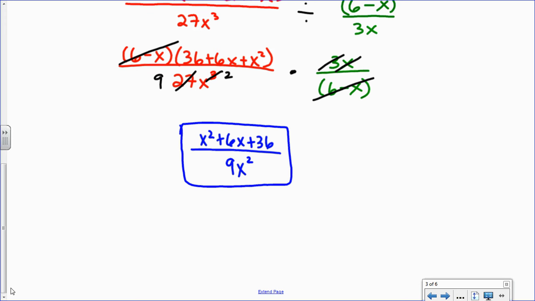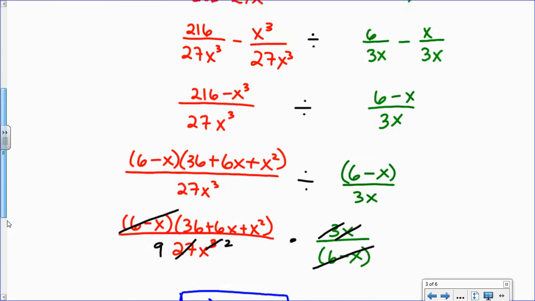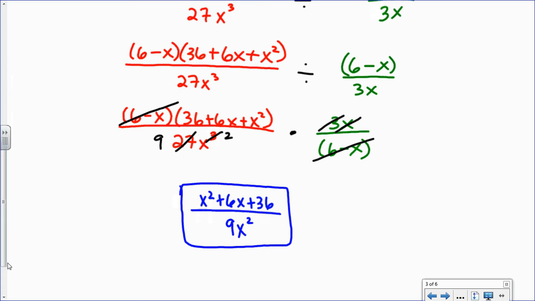Okay, questions about that? Alright, so that takes up a lot of space. That's a lot of work. You simplify the numerator, simplify the denominator, and then you have a division problem. Multiply by the reciprocal and simplify. Okay? Questions about how that works?